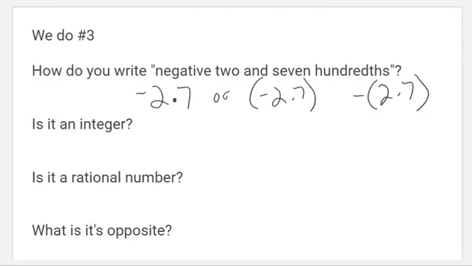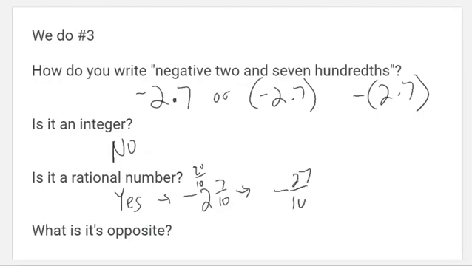Is it an integer? No, not a whole number. Is it a rational number? It's not a fraction, but it could be. So yes, it is a rational number. We could turn that into -2 7/10. And then 2 could be 20/10. So we could turn it into -27/10. So it could be a fraction, so it's a rational number. And what's its opposite? Its opposite is 2 7/10.